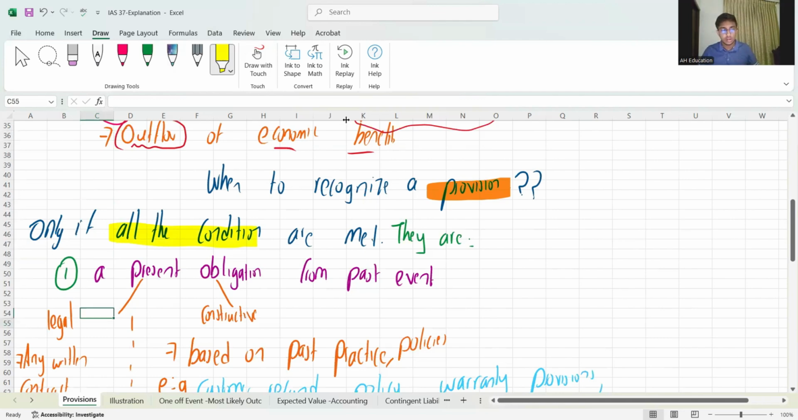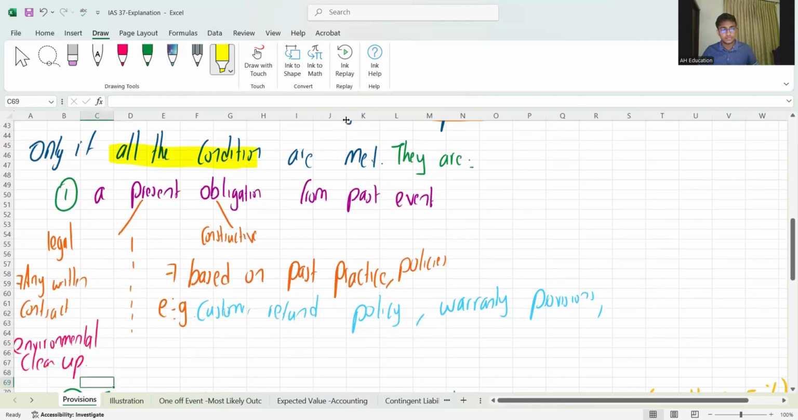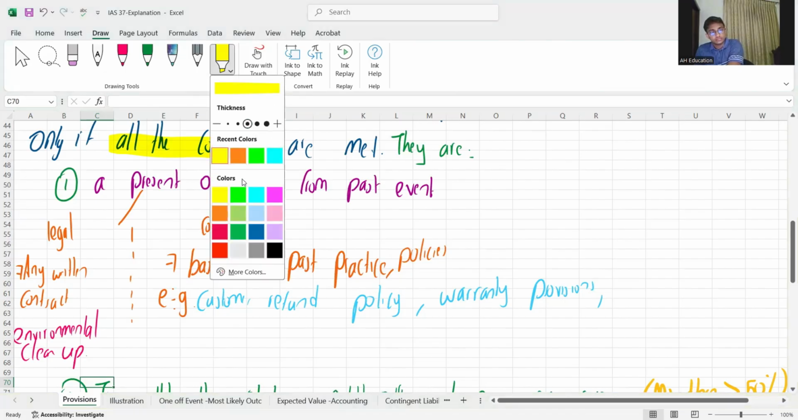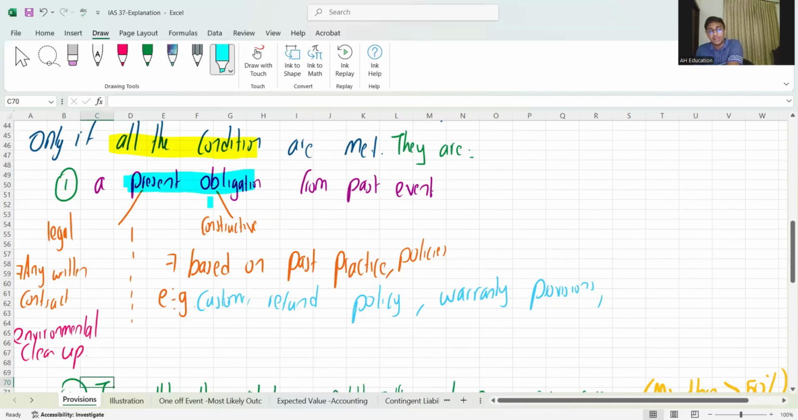Okay, let me tell you. If at least one of these conditions is not met, then you cannot consider this as a provision. Okay, in simple terms, if it's not a provision, you cannot go and show it under the liability part in your balance sheet. Okay. First of all, a provision is a present obligation from a past transaction or event. That is what we know.